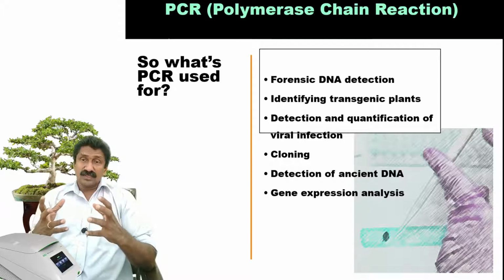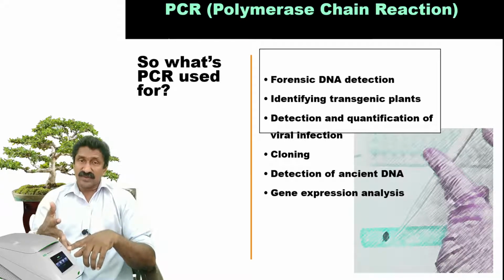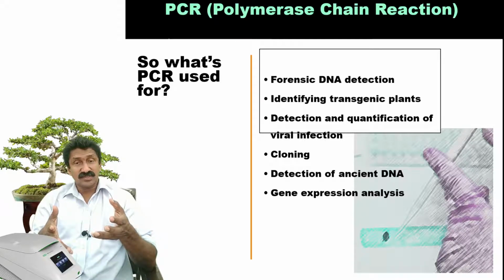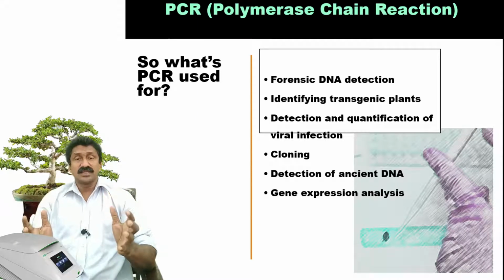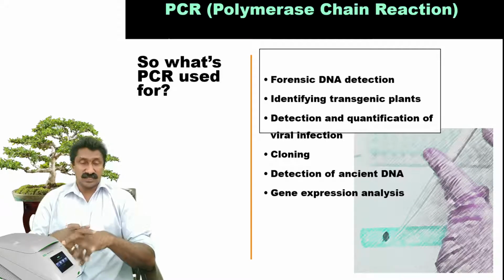So what is PCR used for? PCR is actually used for forensic DNA detection, identifying transgenic plants, detection and quantification of viral infection, cloning, detection of ancient DNA, gene expression analysis. So wherever you want to identify or amplify a particular DNA sequence, or a specific DNA sequence, from a very low quantity of the target sequence, then you can use this PCR technique.